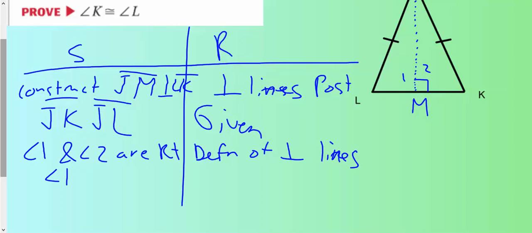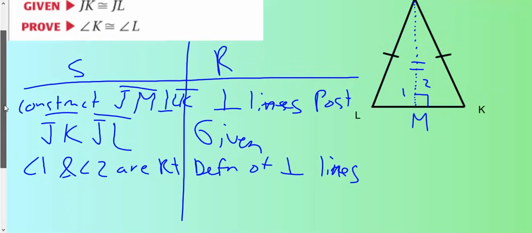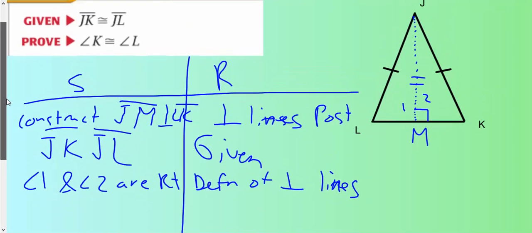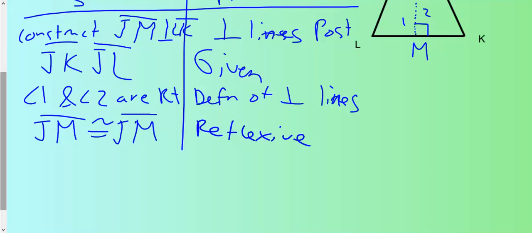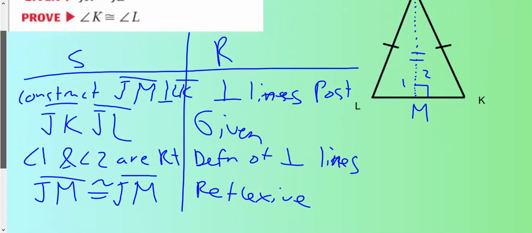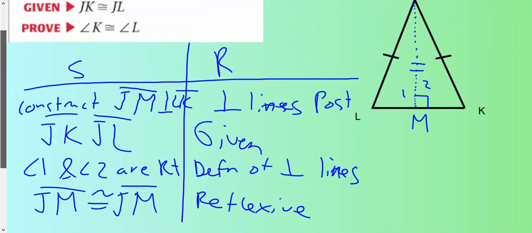Actually, we're going to go with HL here because this is reflexive. So I don't even need to say that angle 1 and angle 2 are congruent. They're right angles, so we have right triangles. So I'm going to go with JM is congruent to JM, and that is reflexive. Okay, so now if I look at my picture, I have HL, so the two triangles are congruent by HL.